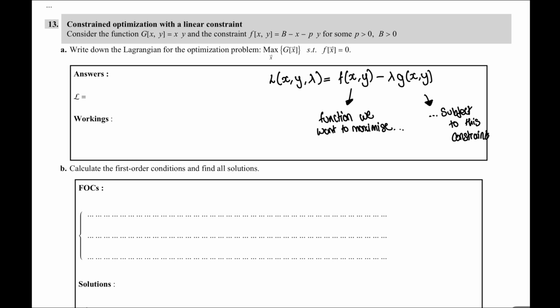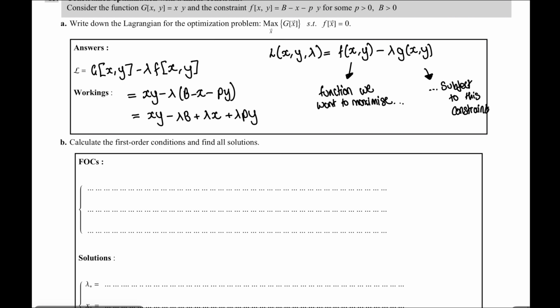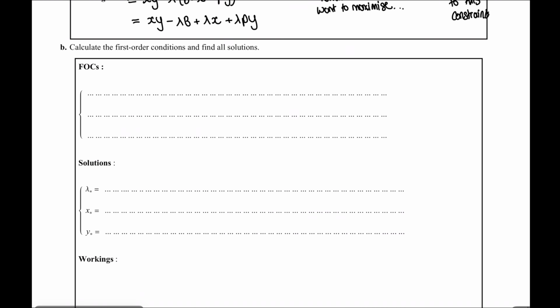So if we now write that down, we get g x comma y minus lambda f x comma y, which is equal to xy minus lambda (b minus x minus py). If I now just expand those brackets, which we don't have to do, but I feel it might make it easier when we go on to working out the partial derivatives, we get xy minus yb plus lambda x plus lambda py. Cool. Moving on to calculating the first order conditions.